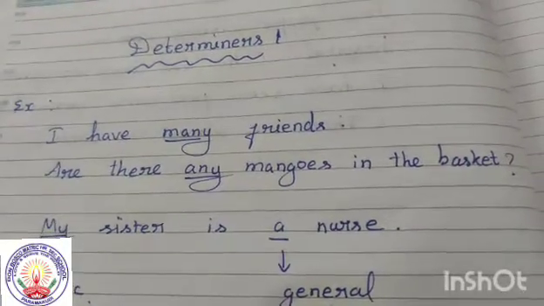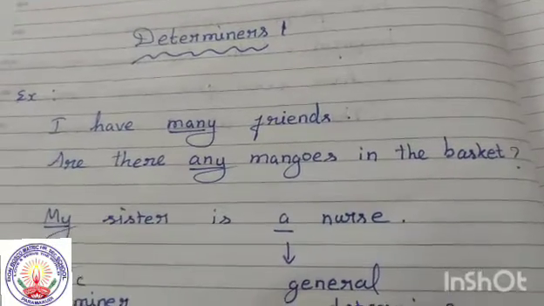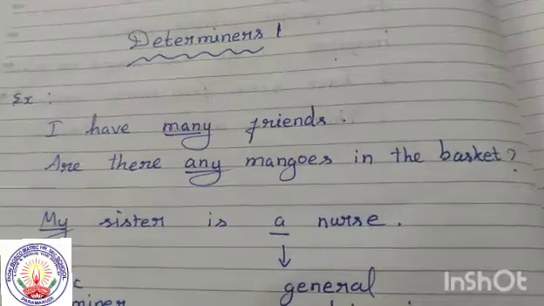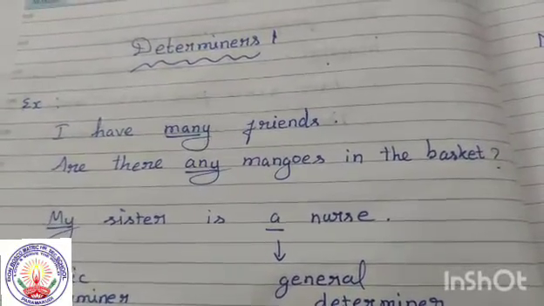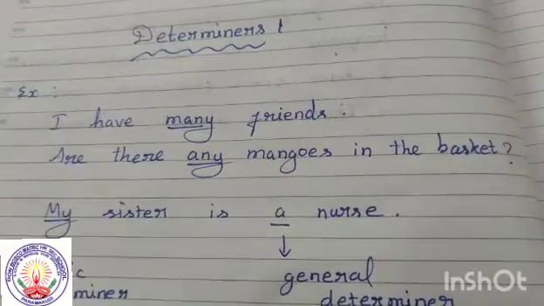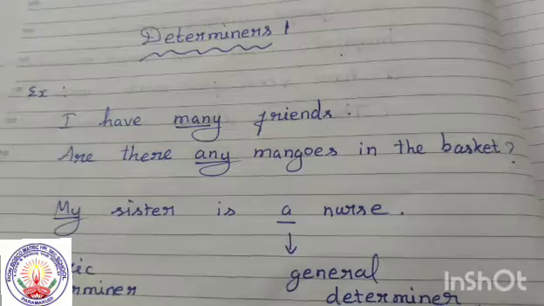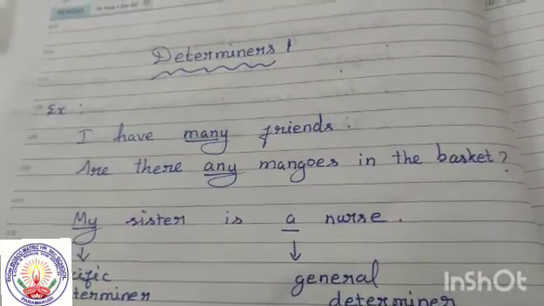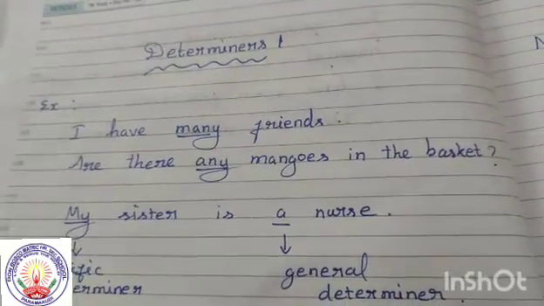My sister. The word sister is a noun. And also what are the nouns? The next, nurse, is also a noun. So before the noun sister, what comes? My sister. So my is a specific determiner. Why is it specific? When you refer to someone or something specific, use the specific determiner.